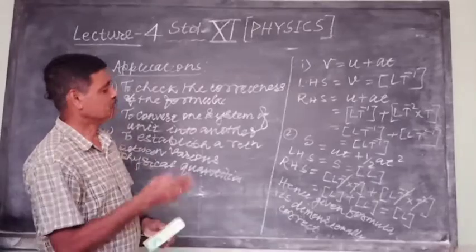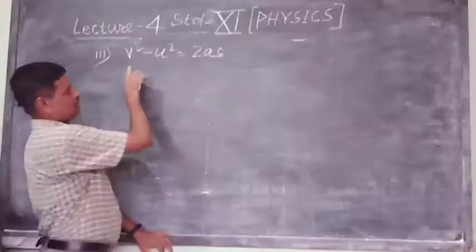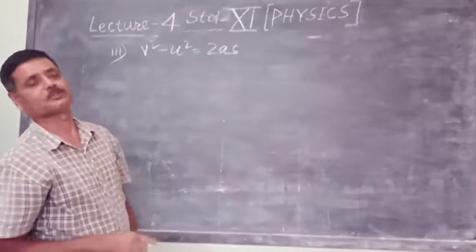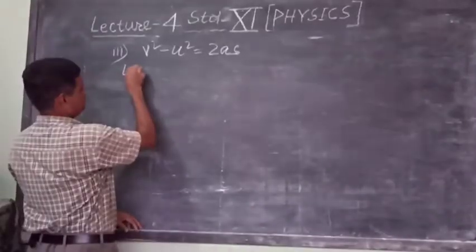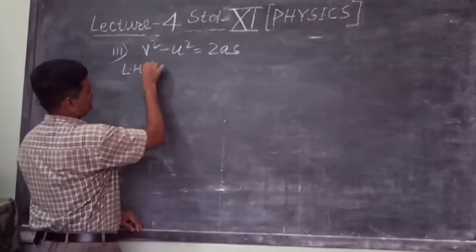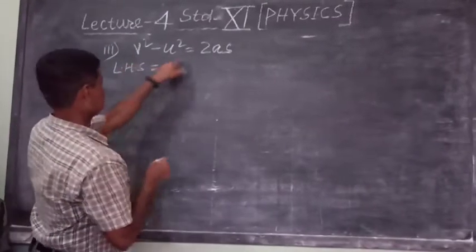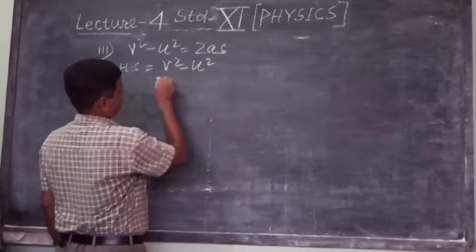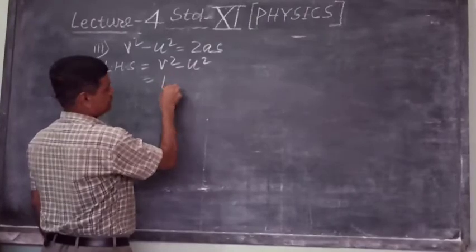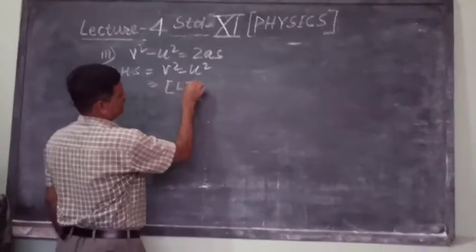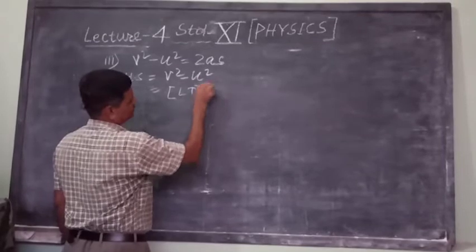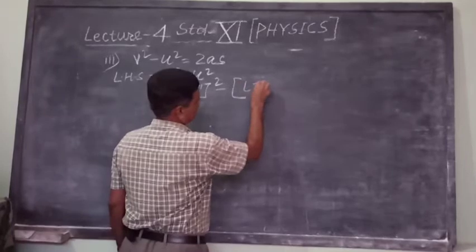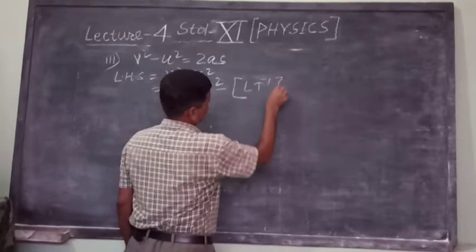Now come to the next, third equation. V square minus u square is equal to 2as. We have to check whether the given formula is dimensionally correct or not. LHS term is v square minus u square. The dimension of v, final velocity, LT minus 1 whole square, minus the dimension of u, that is LT minus 1 whole square.